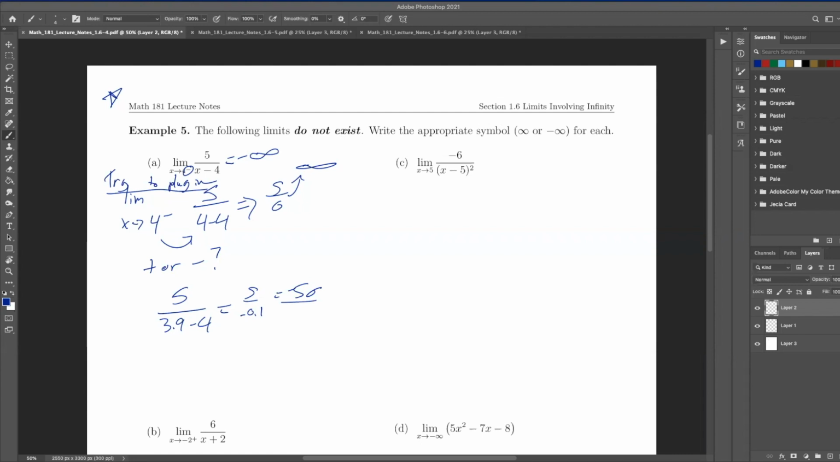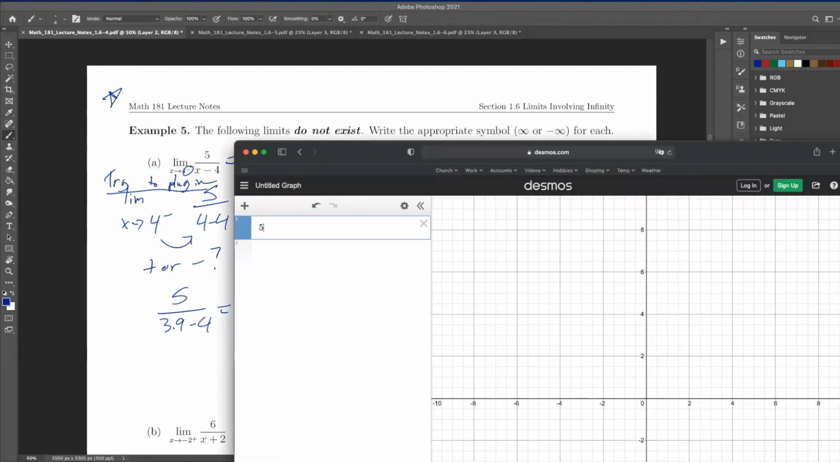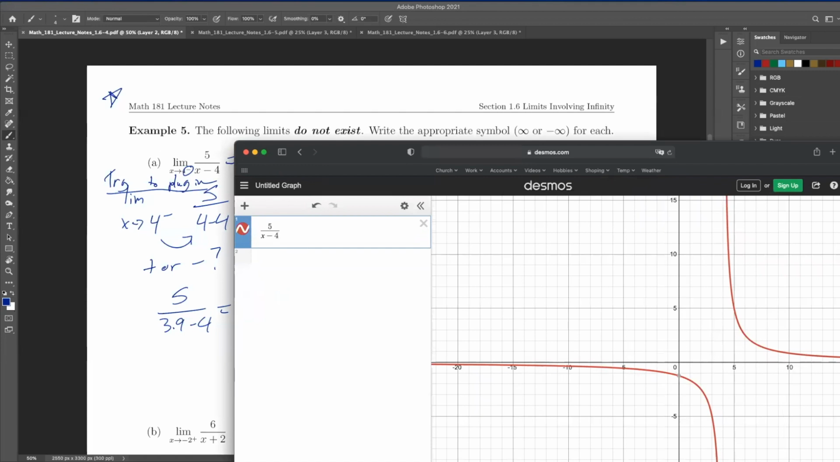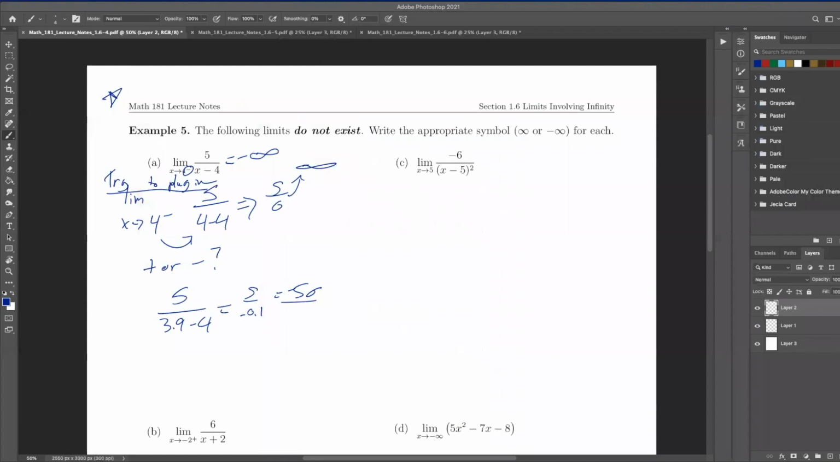All right, and so here I'll show Desmos. And so we have 5 divided by x minus 4. And notice here at 4, it goes down to infinity. And so that matches what we did here. So usually what happens is if you get some number over 0, that means that limit's going to go to an infinity, right? Now, to figure out what the sign is, you just plug in which direction you're heading.